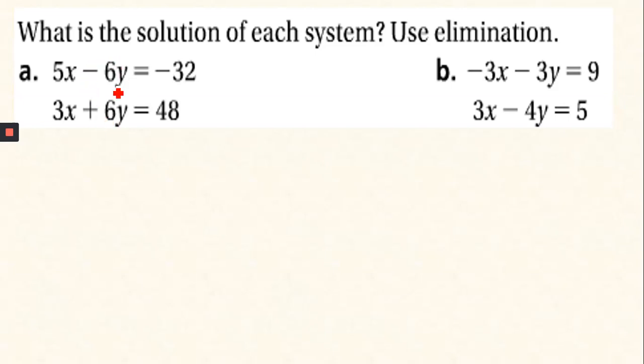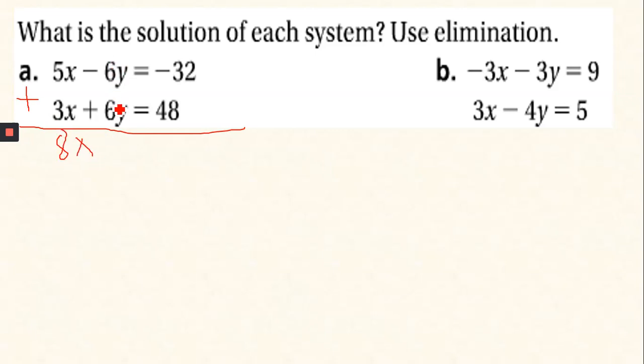Since your 6 is negative and your 6 here is positive, we can eliminate it by addition. You're just going to add the two equations. So we have here 5x plus 3x, that is 8x.